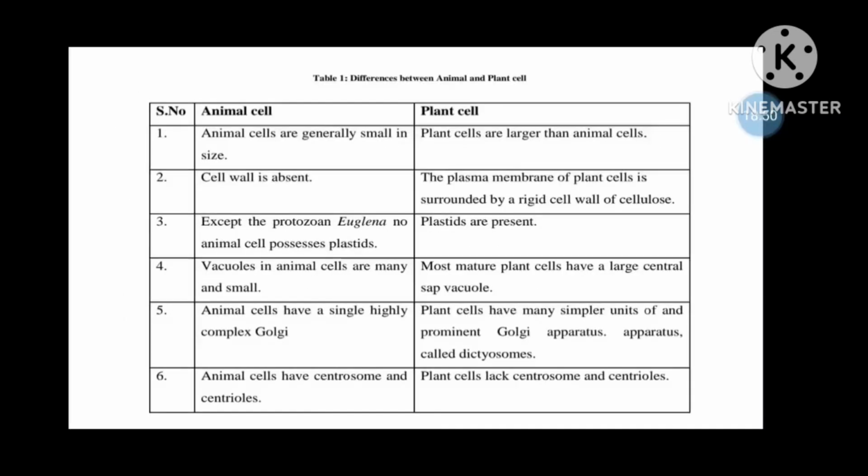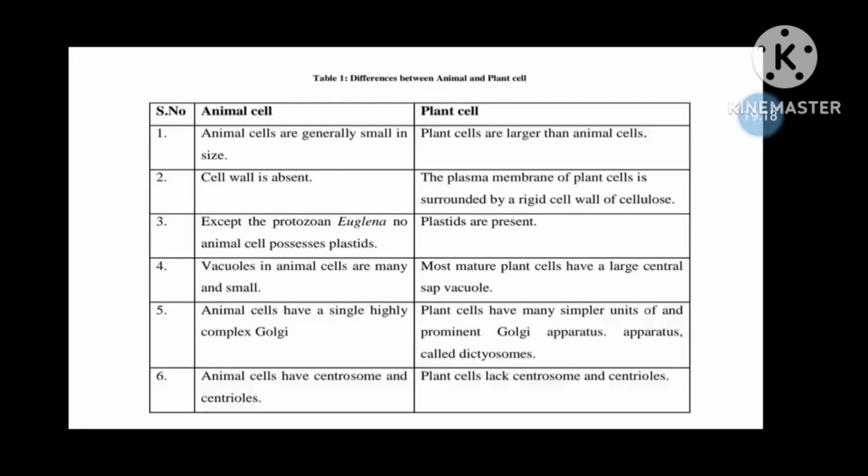Now let's discuss the difference between animal cell and plant cell. You know, an animal cell is different from a plant cell. So what is the difference between them? Let's discuss. First point, animal cells are generally small in size, but your plant cells are larger than the animal cell, right?